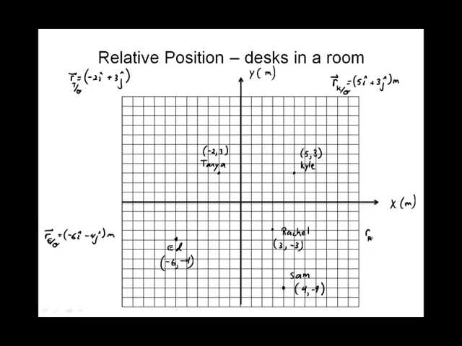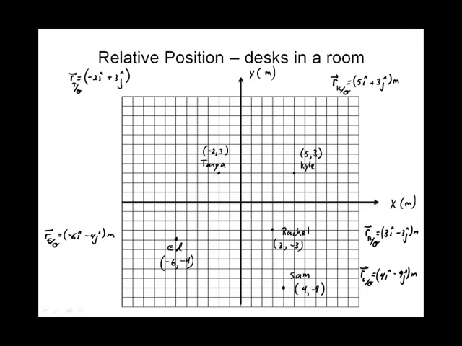The position of Rachel with respect to the origin is equal to 3i minus 3j. And finally, the position of Sam with respect to the origin is 4i minus 9j. And again, all of those are in meters.